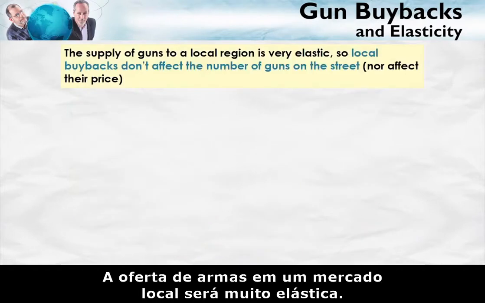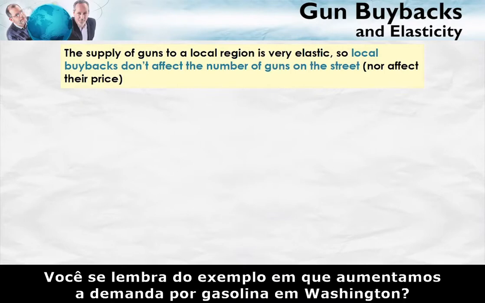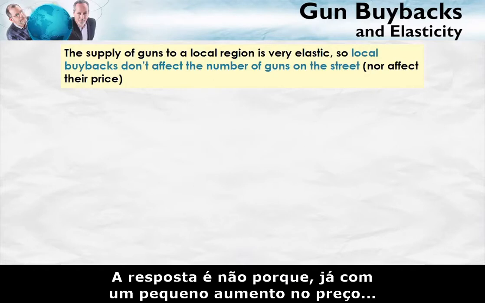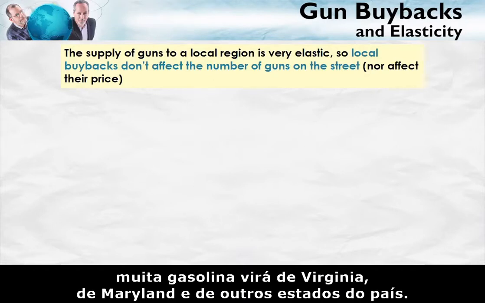The supply of guns to a local region is going to be very elastic. Remember our earlier example of suppose that we have an increase in demand for gasoline in Washington, D.C. Is that going to increase the price of gasoline in Washington, D.C.? The answer is no, because just a tiny increase in price and lots of gasoline will come in from Virginia, from Maryland, from other states in the country.